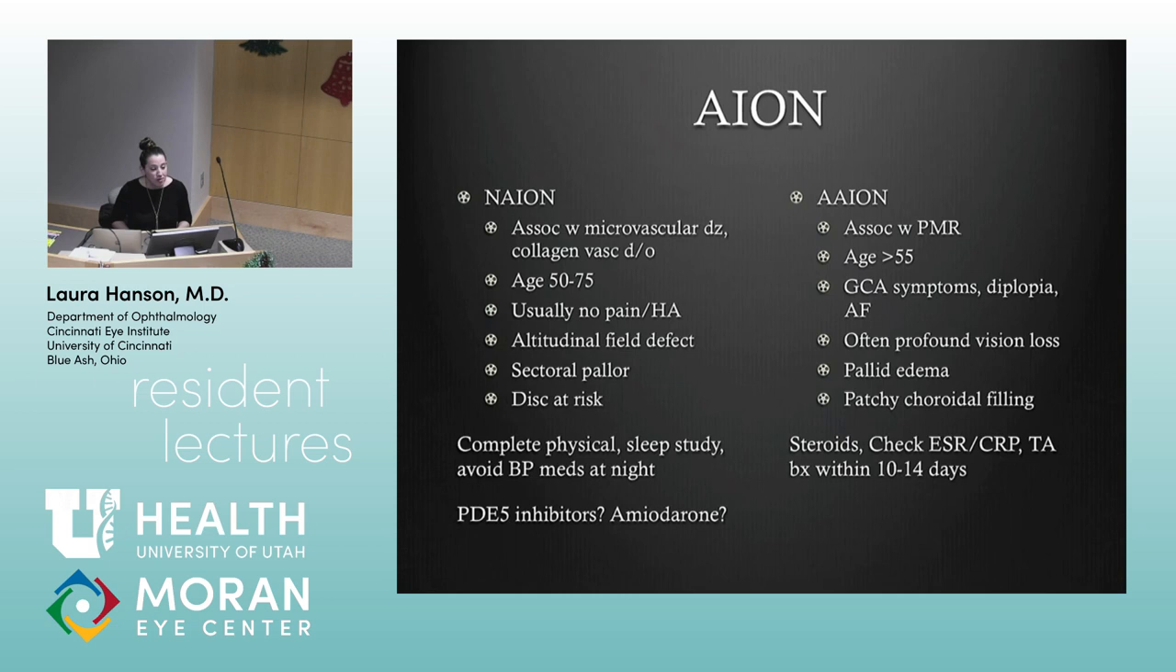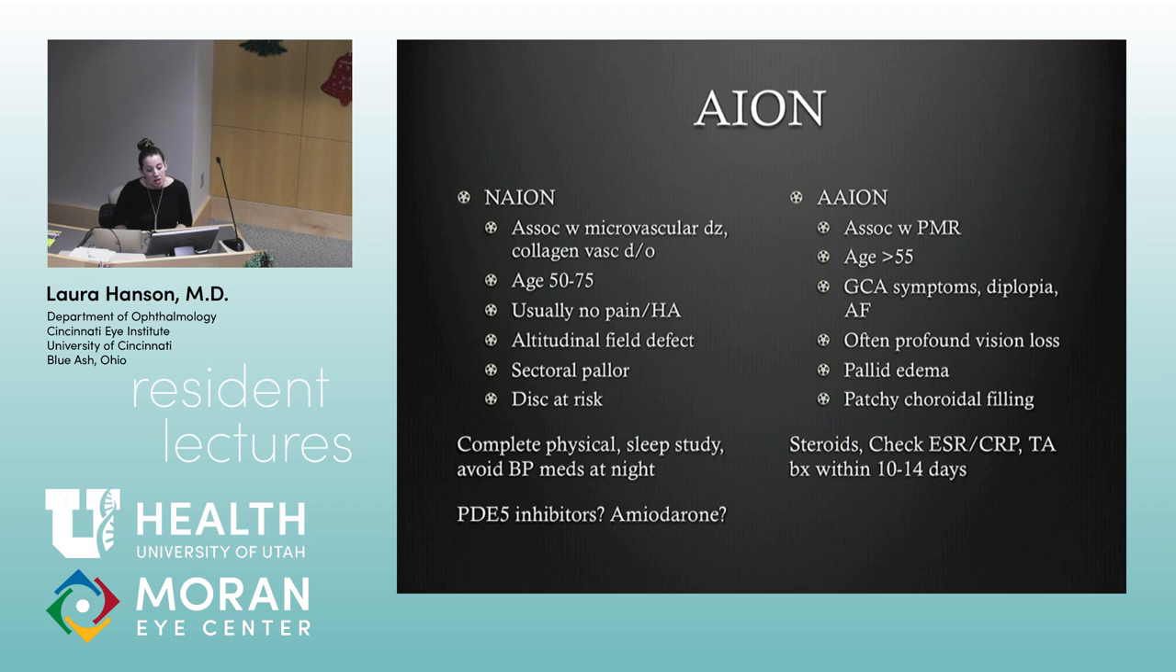So, like checking blood pressure, lipids, glucose, like A1C, a sleep study, and avoiding blood pressure medications at night. That's going to be the treatment. So some version of a microvascular risk factor assessment is how they'll probably ask for it. And for GCA-related ischemic optic neuropathy, it's usually somebody that's older, older than 55, but usually older, associated with polymyalgia rheumatica, so that they will get pain in the shoulder and hip girdles.